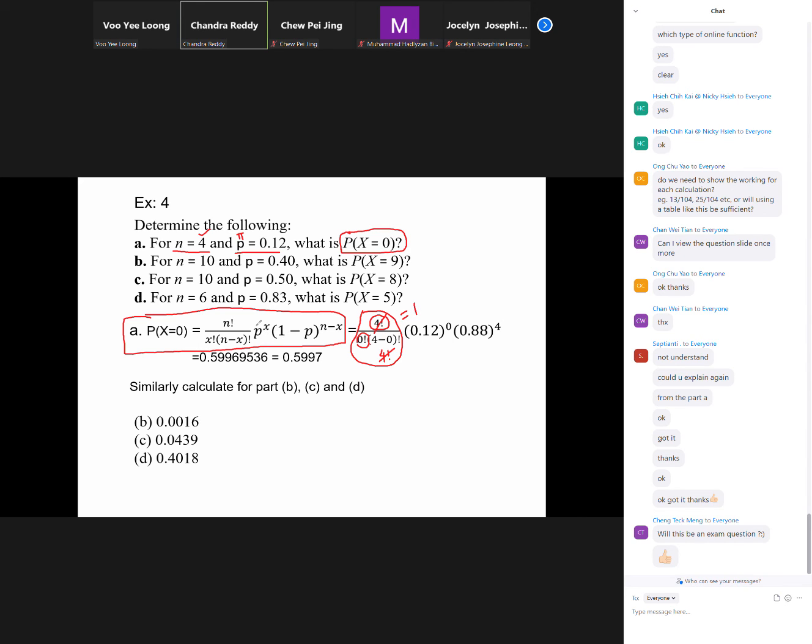Then the probability pi is given as 0.12, so 0.12 to the power of X. X is 0, and anything to the power of 0 is 1. So 0.12 to the power of 0 also gives you 1. Then you have to take 1 minus pi, so 1 minus 0.12 is 0.88, to the power of N minus X. N is 4, X is 0, 4 minus 0, so that means to the power of 4. If you do this calculation, you will get 0.5997.